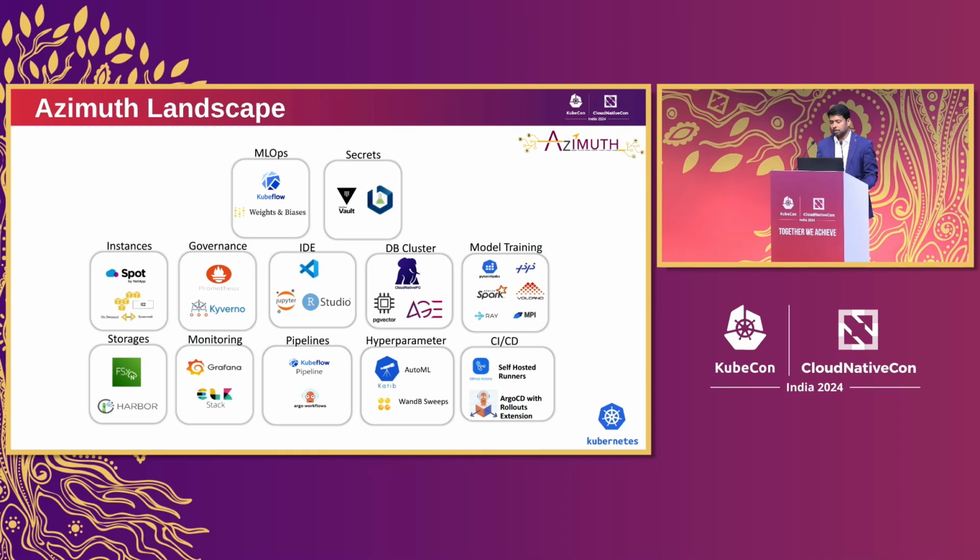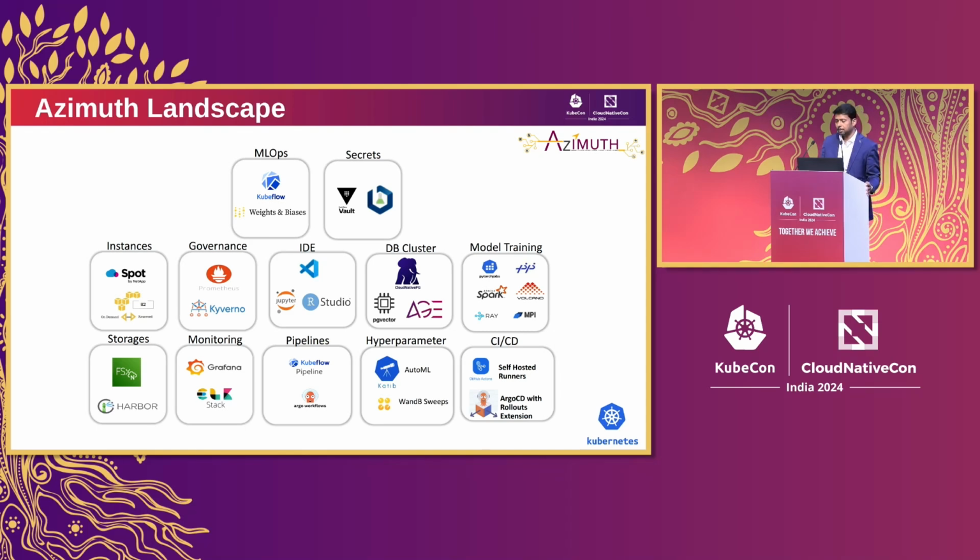Coming to secrets, the platform team uses Vault to store secrets, whereas users use Sealed Secrets. And instances, users can spin up spot instances, on-demand instances, and reserved instances. And for governance and security, we use Prometheus, Grafana, and Kyverno. We just started exploring Kyverno policies and image scanning. And for IDE, ML engineers prefer VS Code, whereas data analysts prefer JupyterLab, and our R programmers prefer RStudio.